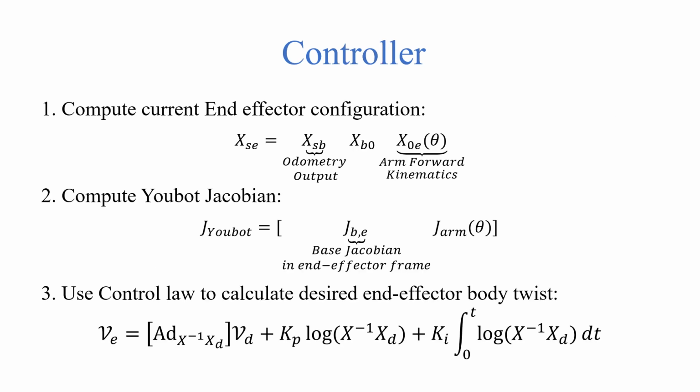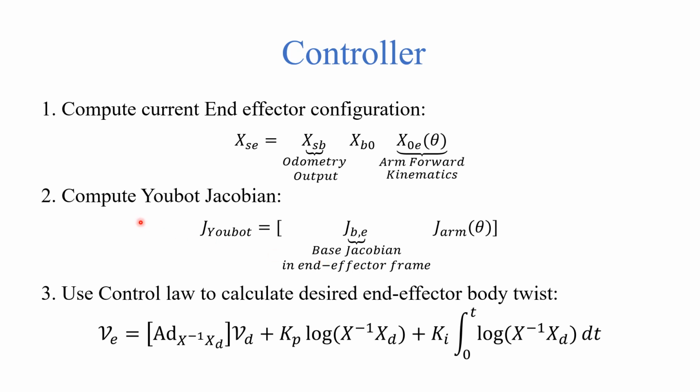Now, the goal of the controller is to move the end effector in a certain configuration trajectory. So first of all, we have to compute the end effector configuration using the following equation. The configuration of the end effector relative to the fixed space frame is given by XSB, which is the configuration of the base relative to the fixed space, multiplied by XB0, which is the configuration of the arm base relative to the base, and then X0E, which is given by the arm forward kinematics as a function of the joint variables.